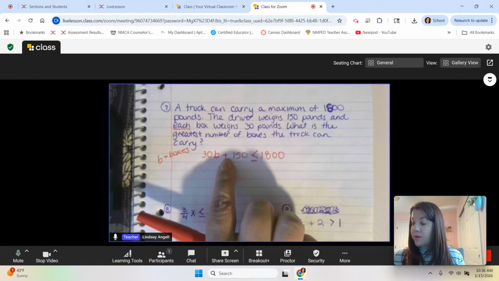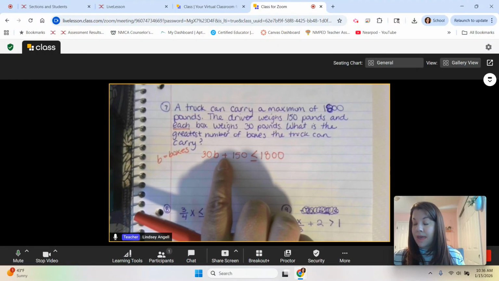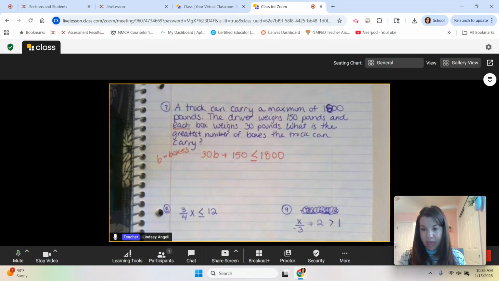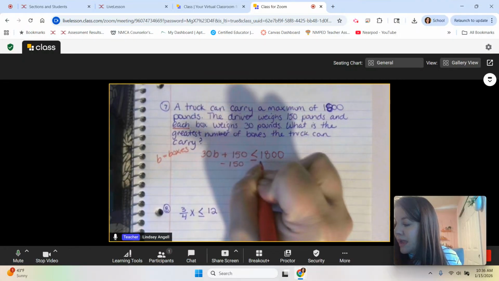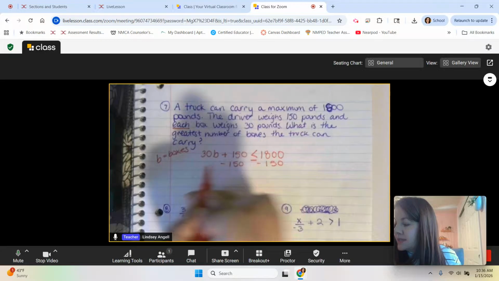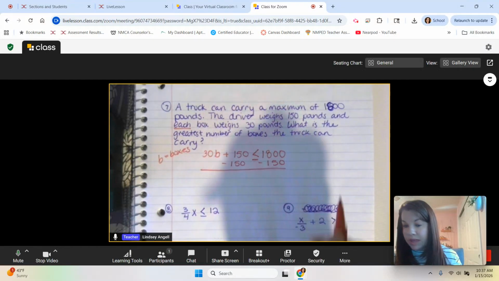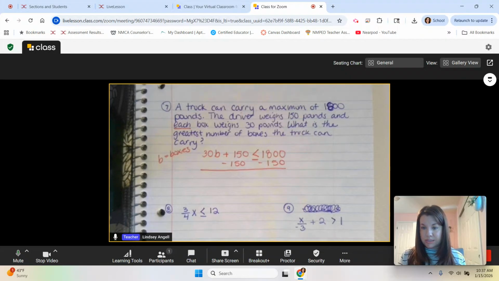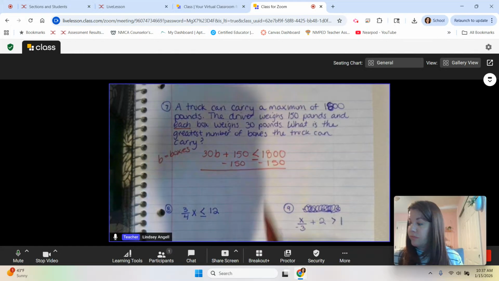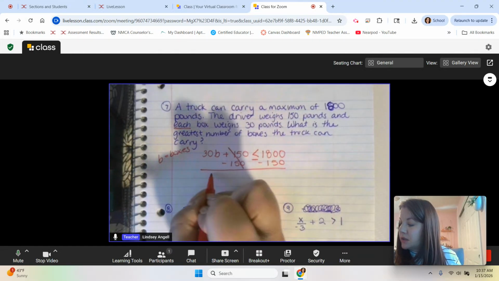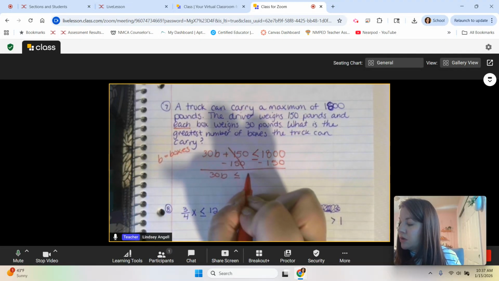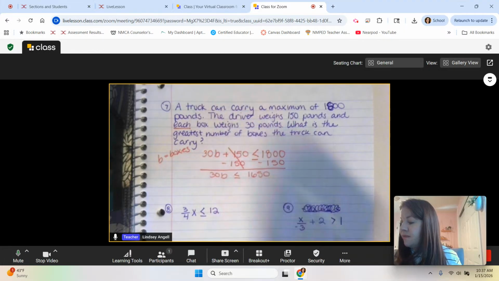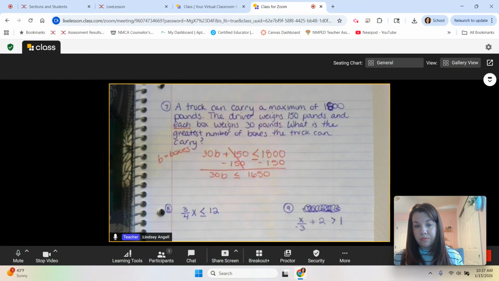So for now, right now I'm adding 150. Well, let's take away that 150 from the total weight especially, right? Because that's going to tell us how much weight we have left for the boxes to add up to. So these will cancel, then we're left with 30B is less than or equal to 1,650. Okay.